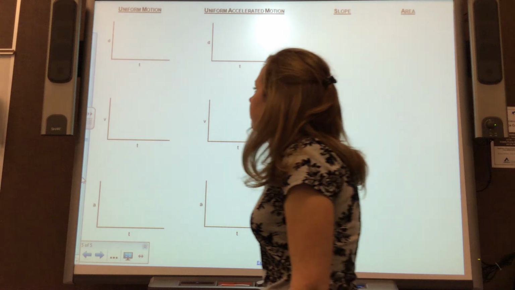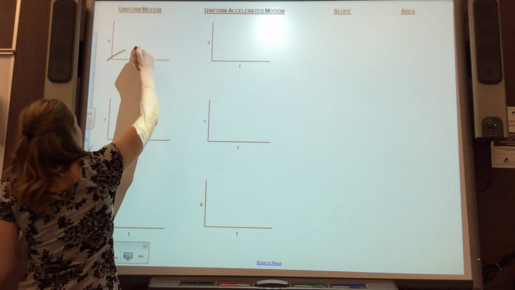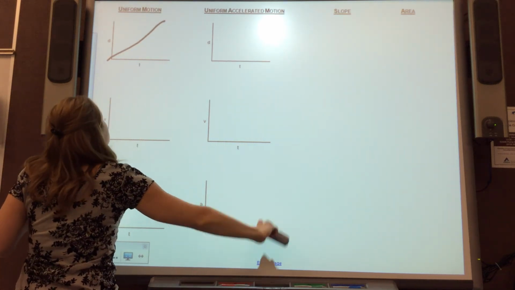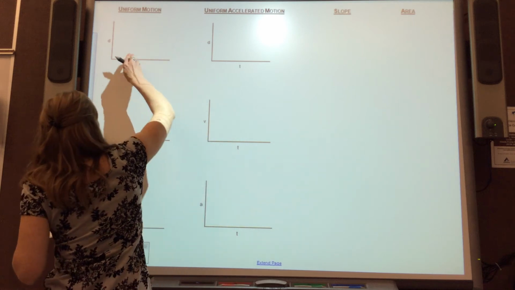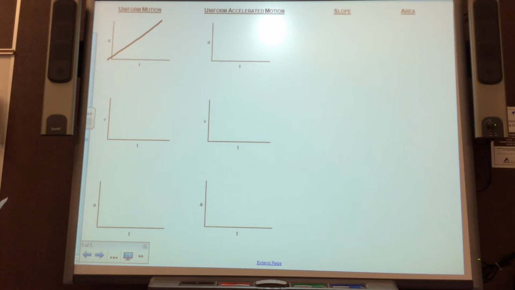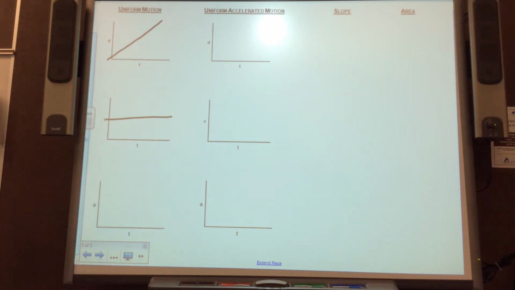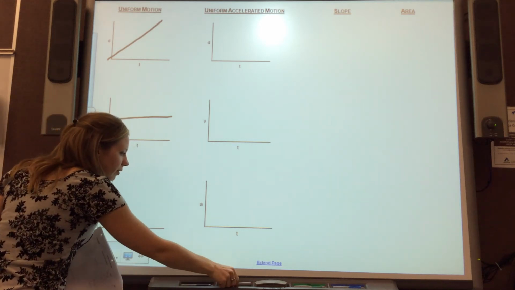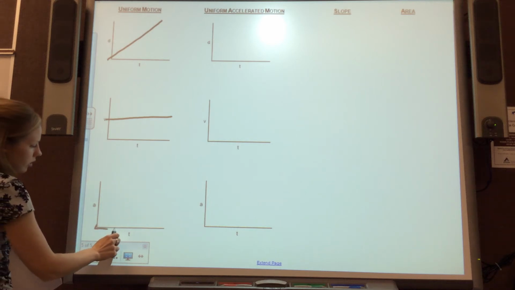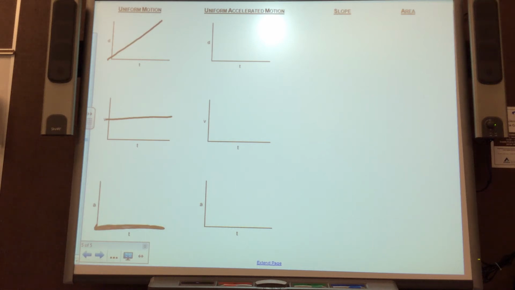Uniform motion. If I was to just draw uniform motion in all of our graphs, you would have a straight line for your DT graph. So going the same velocity, uniform motion. If I'm going the same velocity, I'm not accelerating, so acceleration would be 0. So that's all about uniform motion. That just means going the same v, okay?